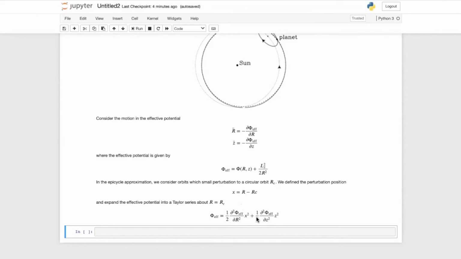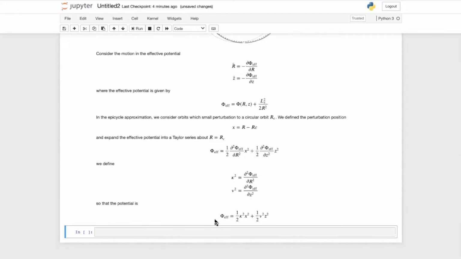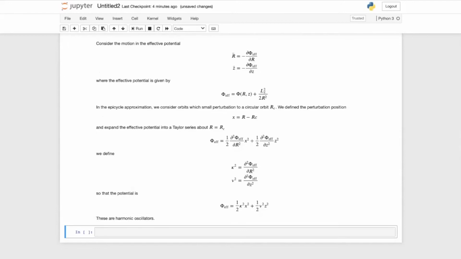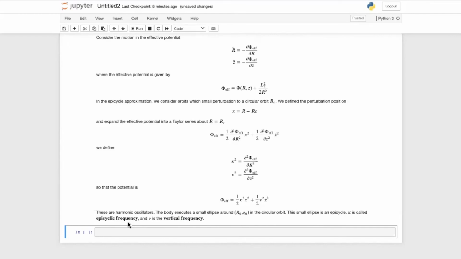So these being constants, we can substitute the radial one by kappa squared and the vertical one by nu squared, so that the potential now is simplified. And these are harmonic oscillators. So this shows that the body is executing oscillations around the circular orbit. The body is executing a small ellipse around R_0 and Z_0, around the circular orbit. This small ellipse is called an epicycle. Kappa is called the epicyclic frequency, and nu is the vertical frequency.